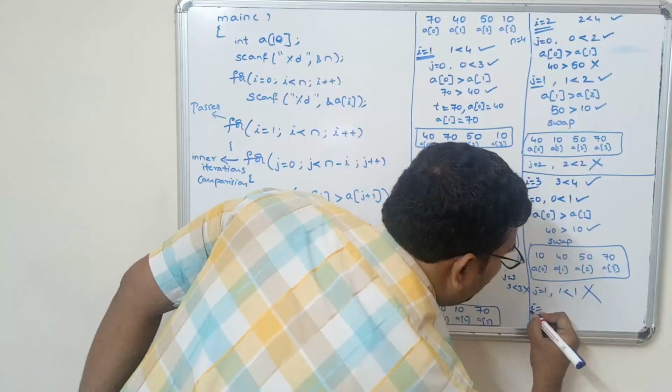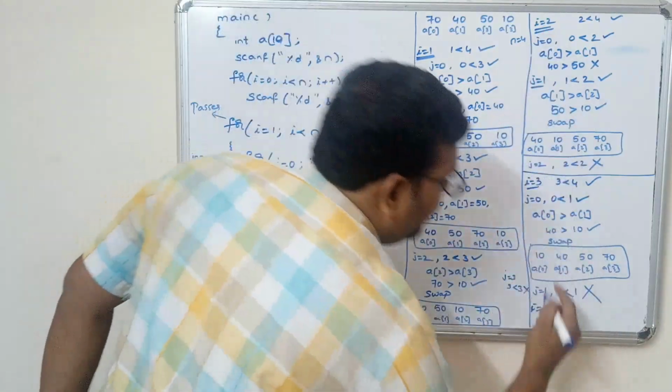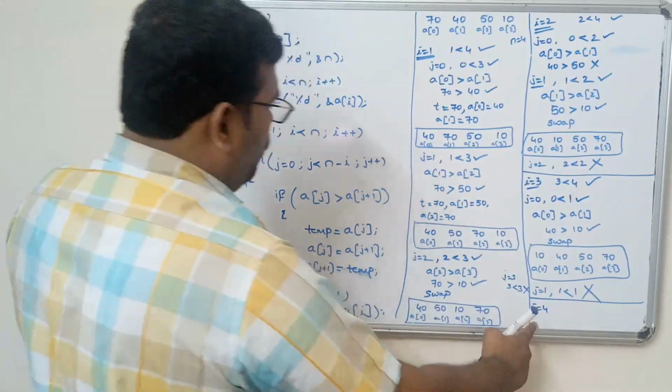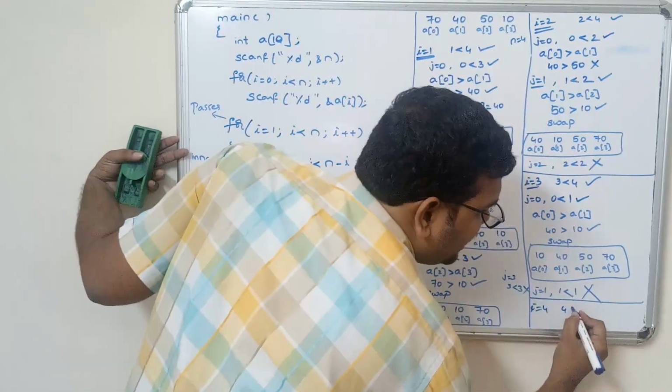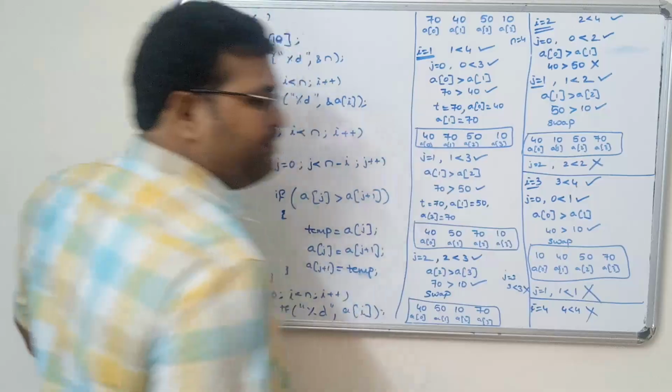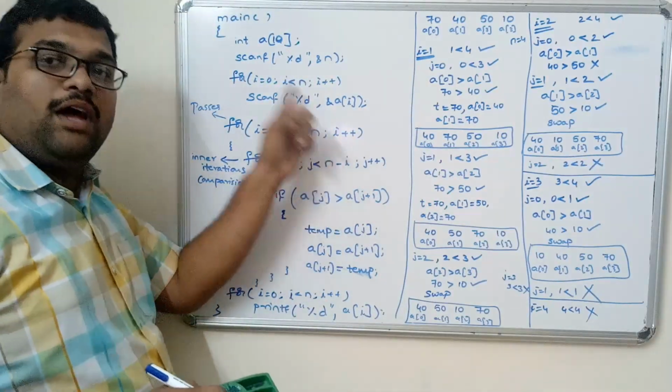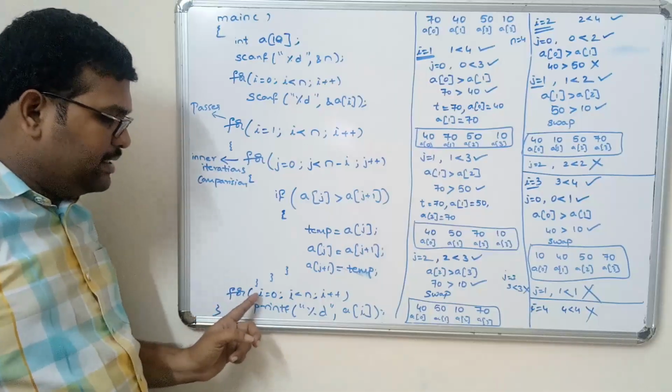Now i is equal to 4. This ends the third pass. i is equal to 4, the condition 4 less than 4 is again false. So the control comes out of the outer loop.